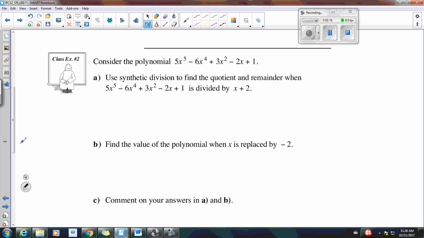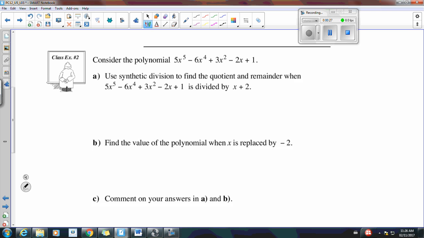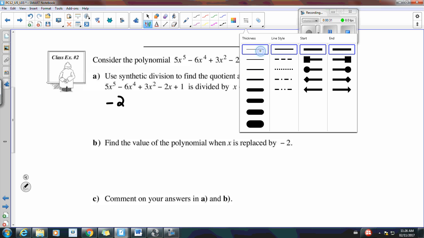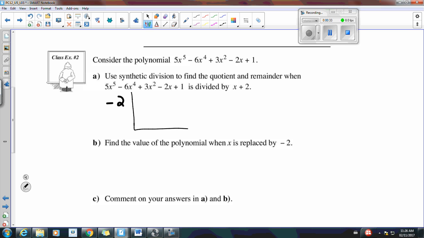Use synthetic division to find the quotient and remainder when 5x to the 5 minus 6x to the 4 plus 3x squared minus 2x plus 1 is divided by x plus 2. Whenever we're doing synthetic division, we put the 0 of the divisor here. So the divisor was x plus 2. The 0 of x plus 2 is negative 2.